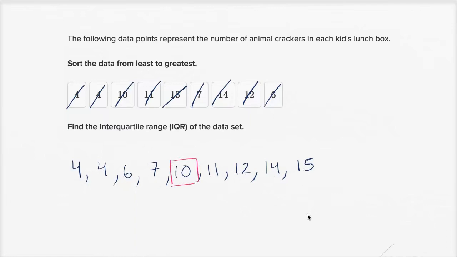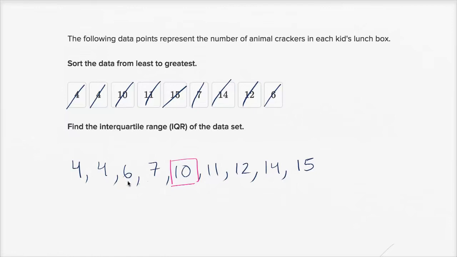And the interquartile range is all about figuring out the difference between the middle of the first half and the middle of the second half. It's a measure of spread, how far apart all of these data points are. And so let's figure out the middle of the first half. So we're going to ignore the median here and just look at these first 4 numbers.